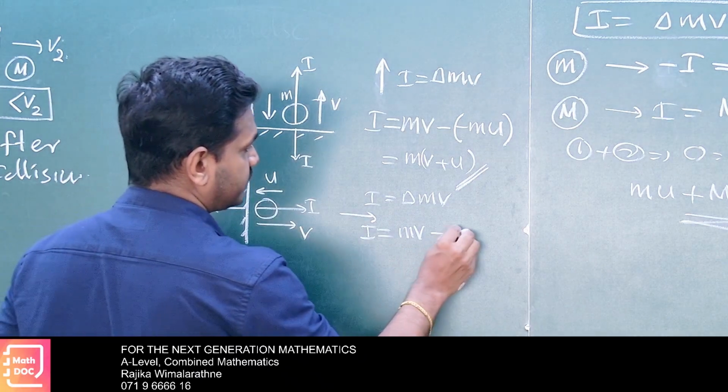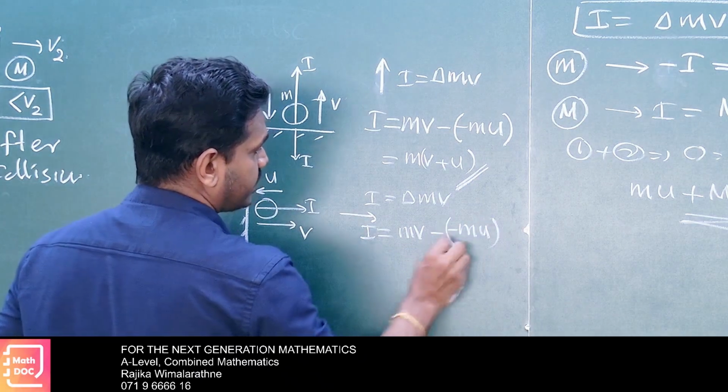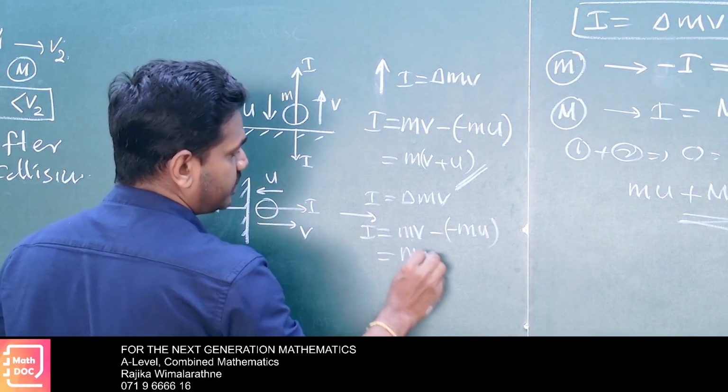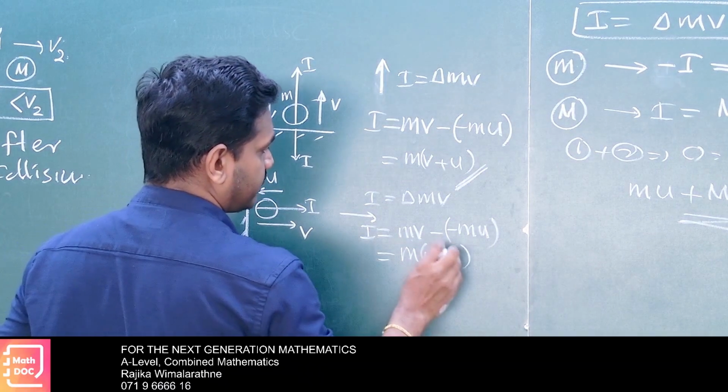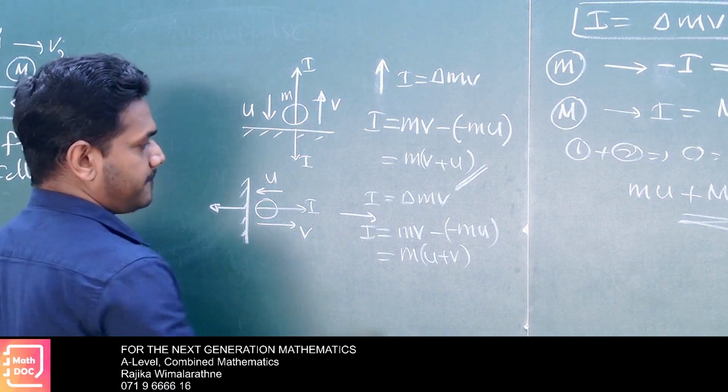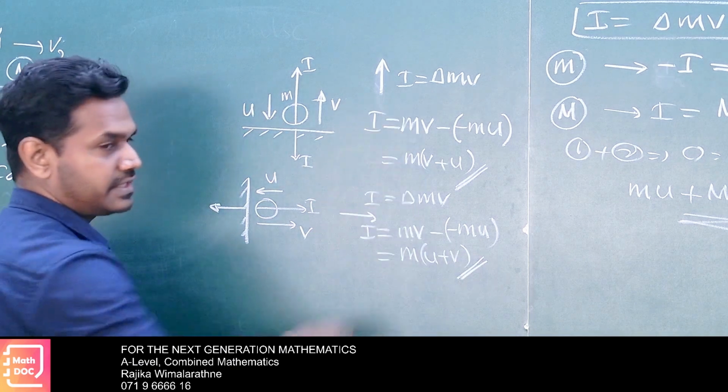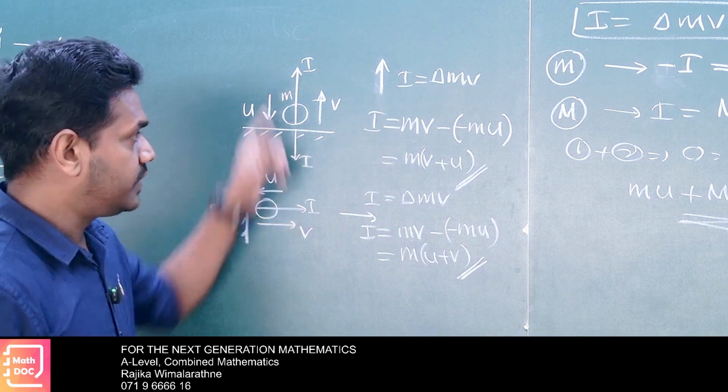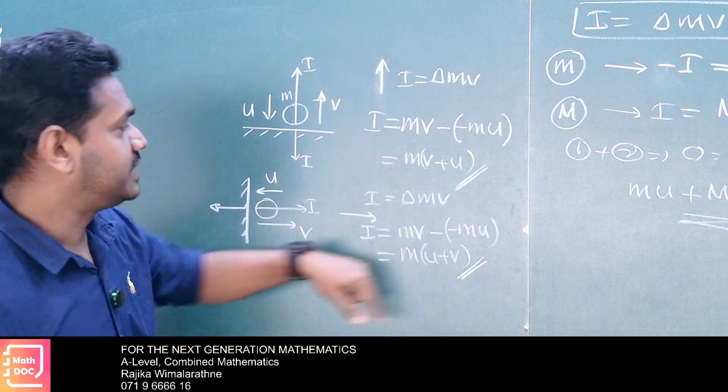Here opposite direction, minus mu. Then here mu plus v. Mu plus v. Okay. That's how we calculate impulse. Okay. You put that on as well.